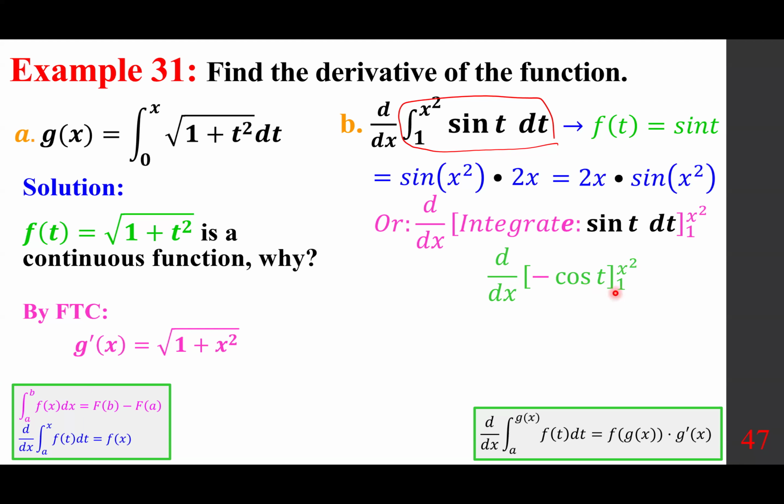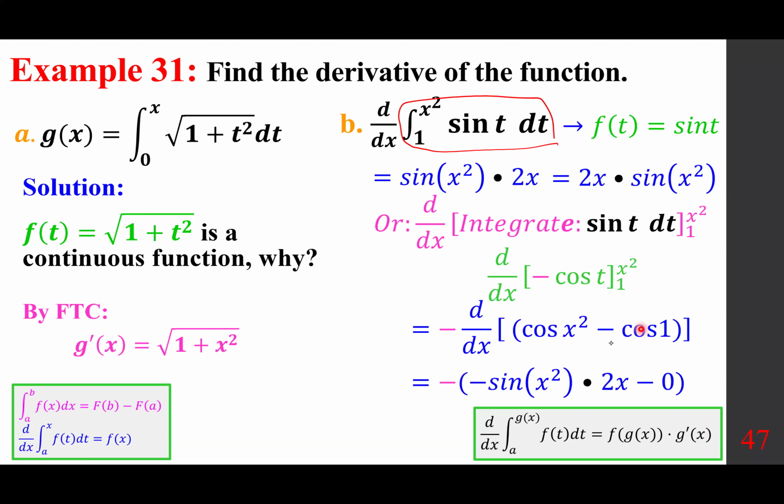So what is the derivative of cosine x squared? Negative sine x squared times 2x. What is the derivative of cosine 1? Cosine 1 is a number, so it is 0. And as you can see, this negative times negative is positive, identical to what we have here. So that proves that if you want to take the derivative of the integral of a to g of x, f of t dt, you replace the t with the upper limit g of x and times g prime, by the chain rule.